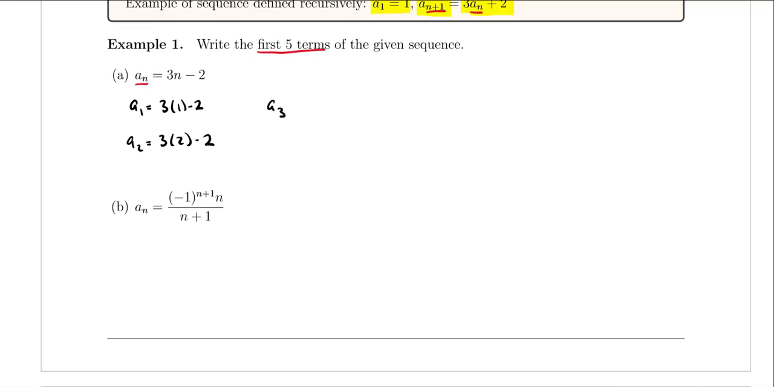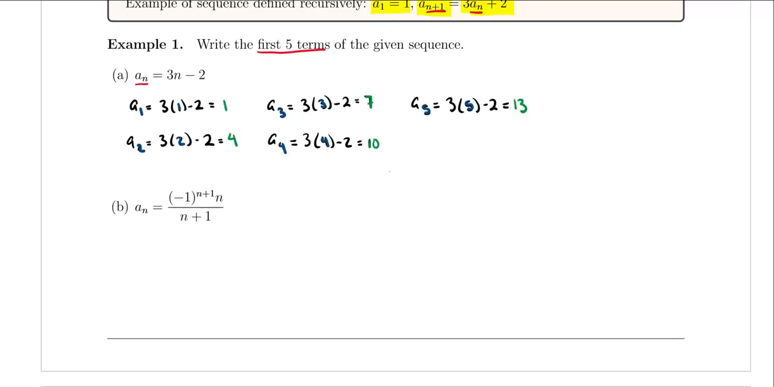The third term, plug in n equals 3. We're going to have 3 times 3 minus 2. A sub 4, the fourth term, that means n is 4. And let's see, the last and final term, a sub 5, is going to be equal to 3 times 5 minus 2. Alright, now evaluating these ones, we should get the following values.